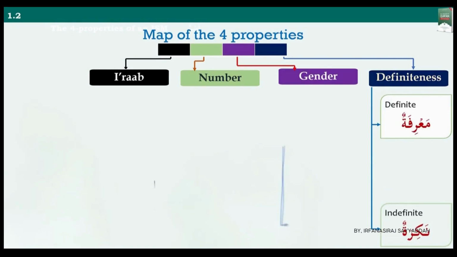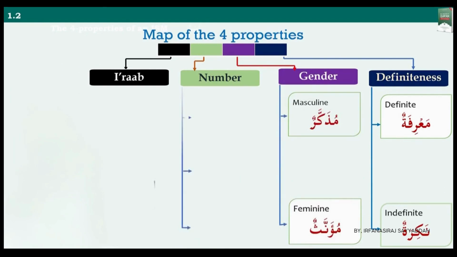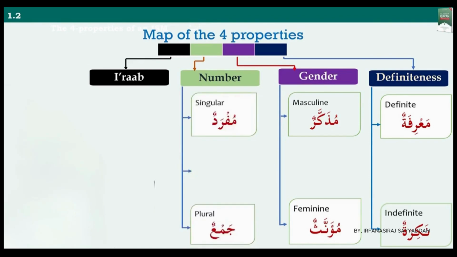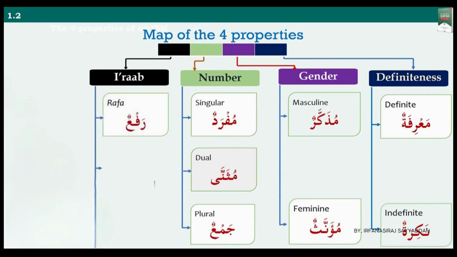And then we have gender. Again, we only have 2 options. Either it will be masculine, which is mudhakkarun, or mu'annathun, which is feminine. Number, on the other hand, we have 3 options. We have either it will be singular, which is mufradun, plural, which is 3 or more, jam'un, or dual, which is muthanna. And then for i'rab, which is a mystery for us, is something new we have not learned. As far as English speakers are concerned, inshallah, we'll pick up in the second video, which will be a part of this lesson. And it will either be rafa, raf'un, or it will be nasbun, or it will be jarrun.